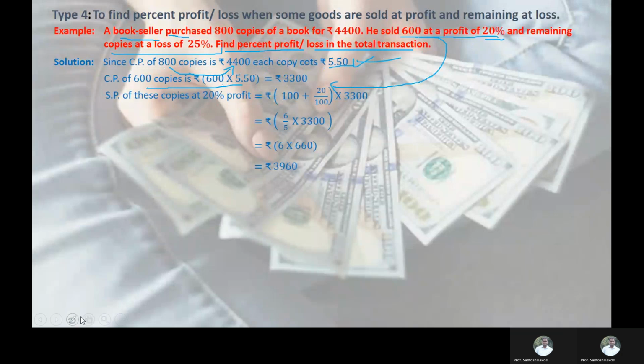So what it means, friends, is that we bought 600 copies at the price of 3,300 rupees. We sell these copies at a profit, and the selling price is 3,960 rupees. Now the remaining copies are 200. So the cost price of 200 copies is nothing but 200 into 5.50.